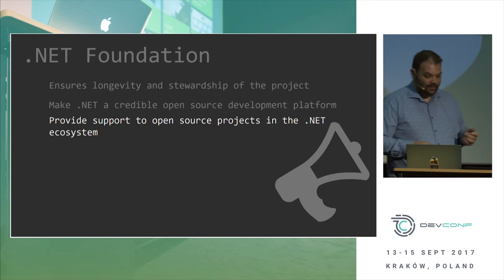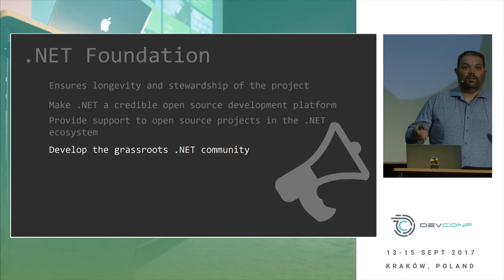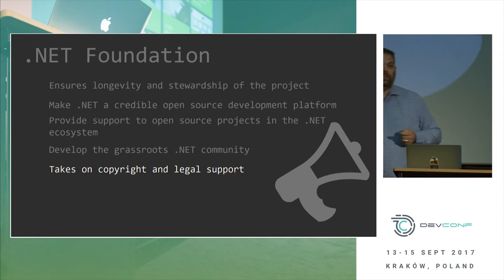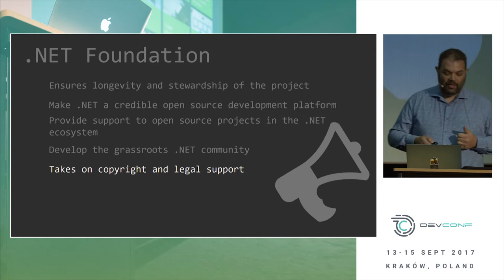They provide us with resources as an open source project, like build servers or Azure Minutes, things to enable us to be good. And they want to develop a grassroots, so they also do talks at conferences and things like that. The big part is that they help us with legal and copyright, which can be a burden. That's why I mentioned the CLA bot. They provide a way to automatically have someone sign a contributor's license when they submit a pull request.